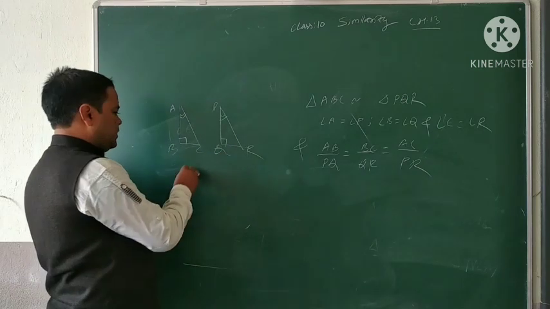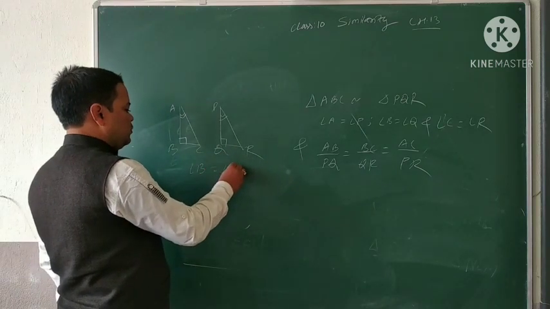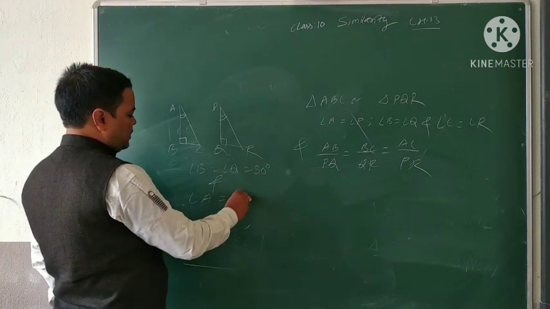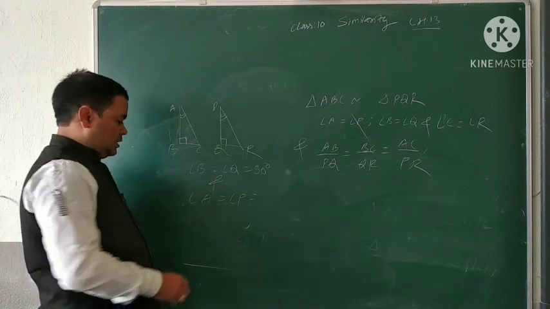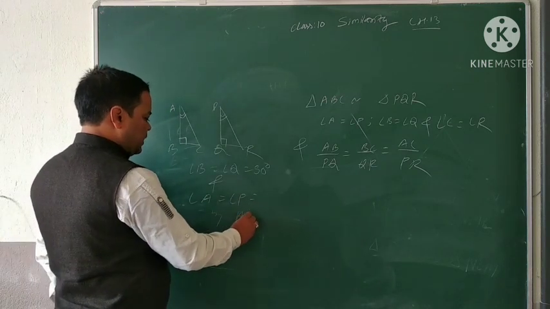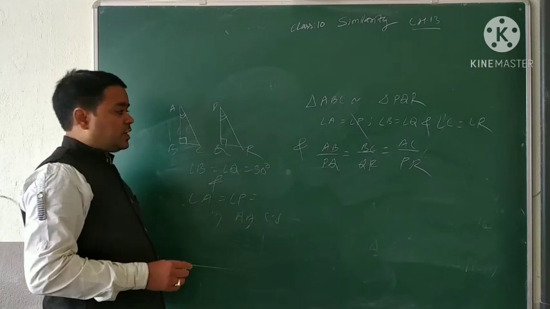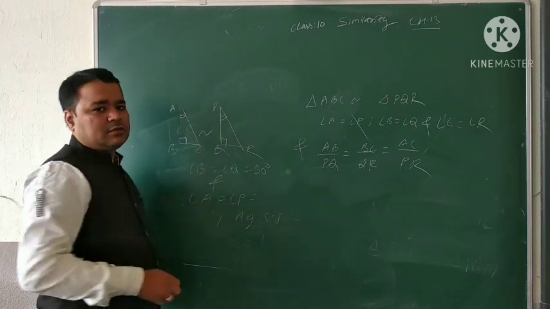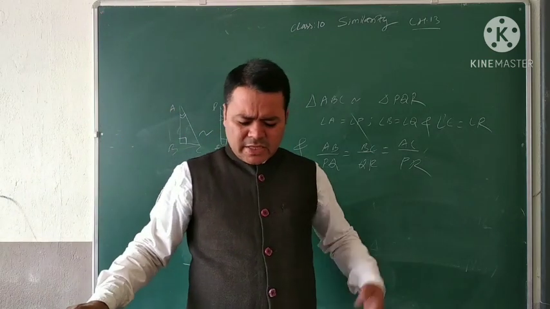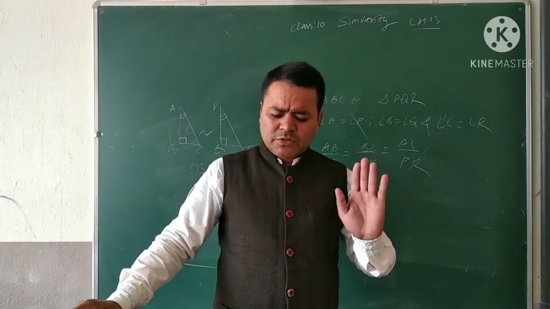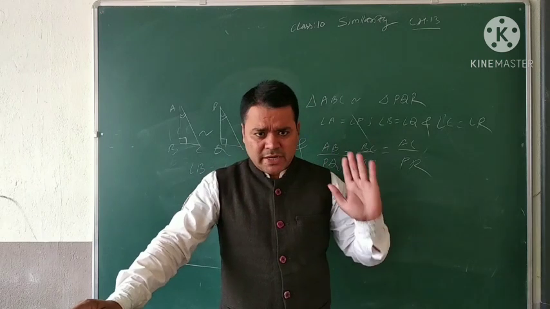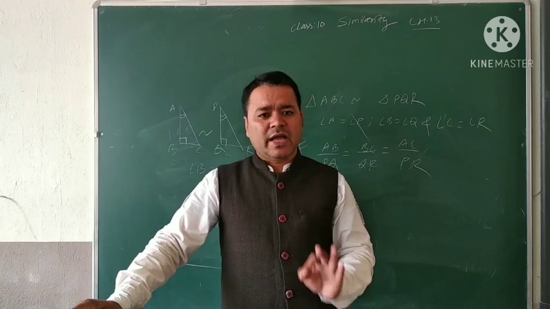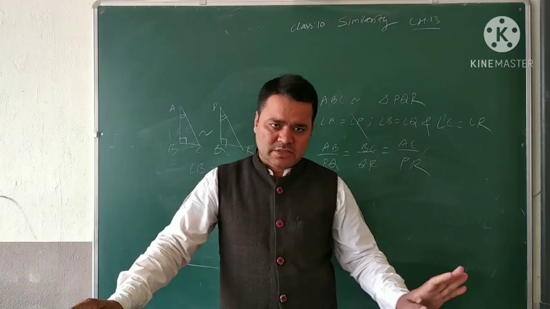This 90 degree angle, angle B, is equal to angle Q, which is equal to 90 degrees, and angle A is equal to angle P, given. Then by the angle criteria of similarity of two triangles, triangle ABC is similar to triangle PQR. So here, simply what do you write? The question is, can you say that the two triangles are similar? Yes, these two triangles are similar by the angle criteria of similarity of two triangles.